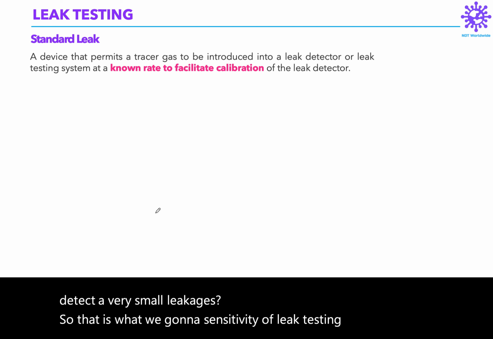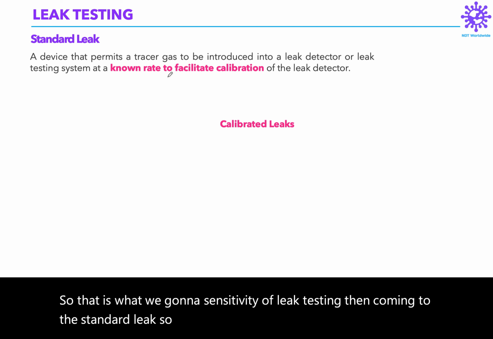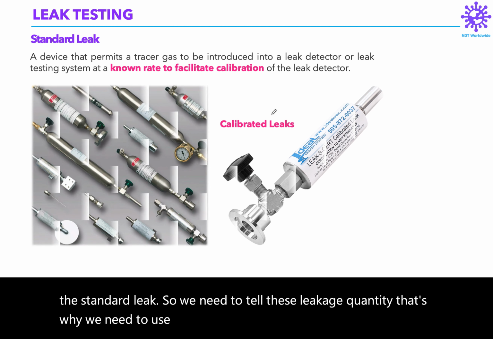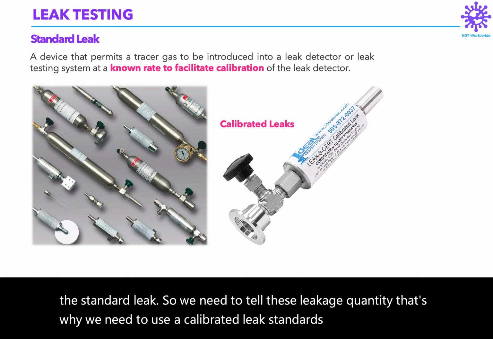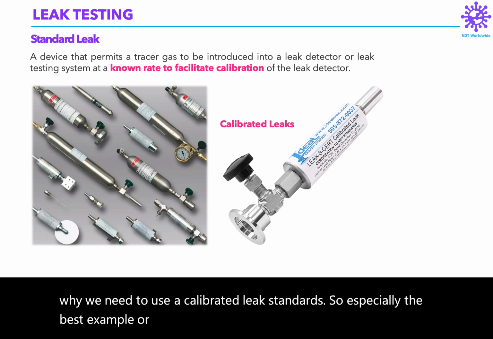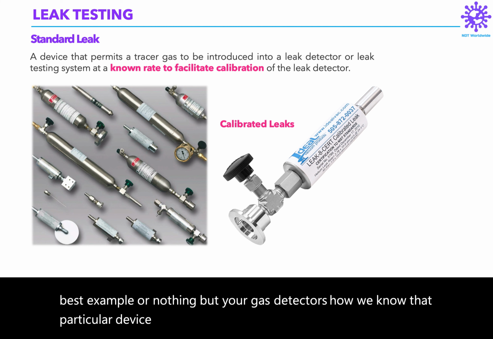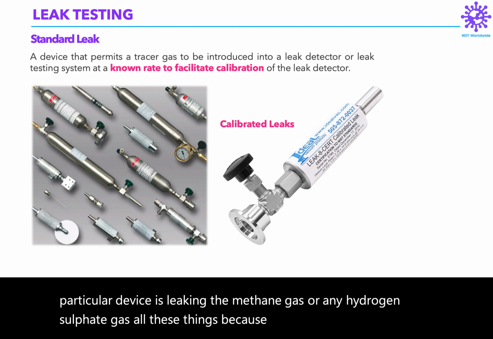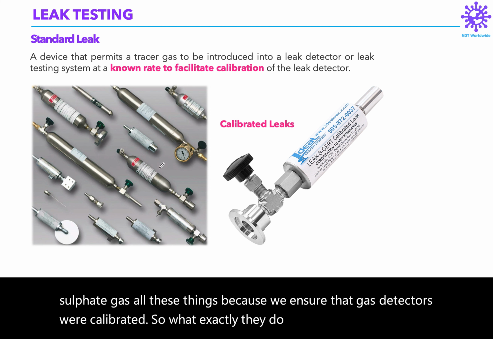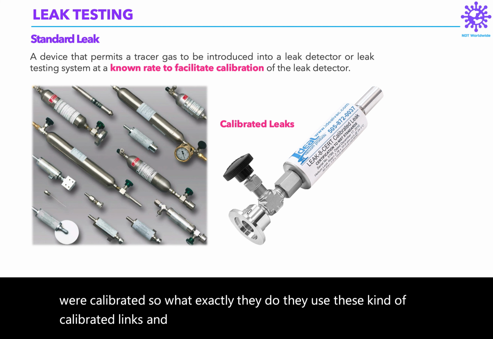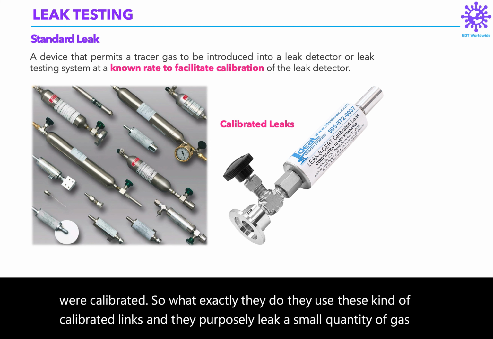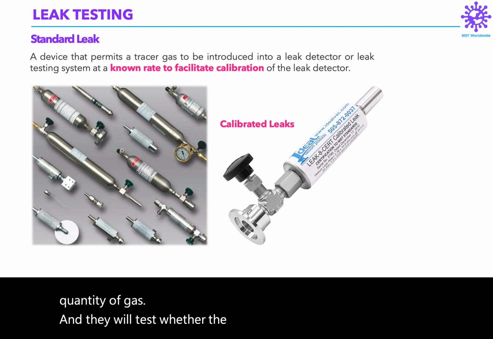Then coming to the standard leak, we need to tell the leakage quantity. That's why we need to use calibrated leak standards. The best example is your gas detectors. How do we know that a particular device is detecting methane gas or hydrogen sulfide gas? Because we ensure that gas detectors were calibrated. They use these kinds of calibrated leaks and purposely leak a small quantity of gas, and test whether the instruments are working properly or not.